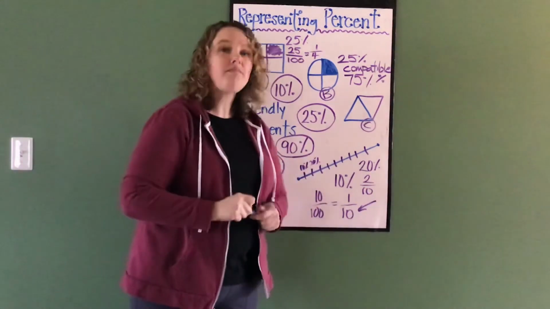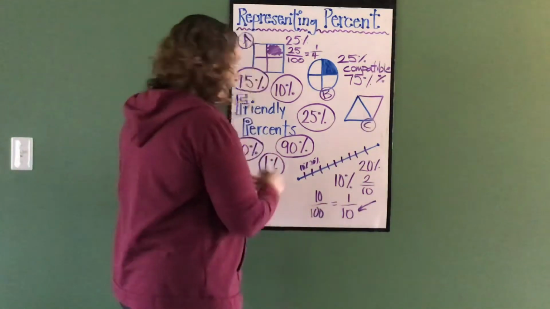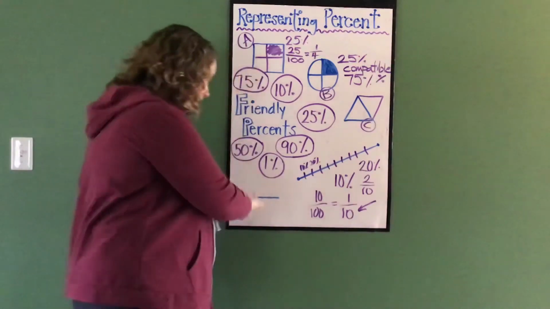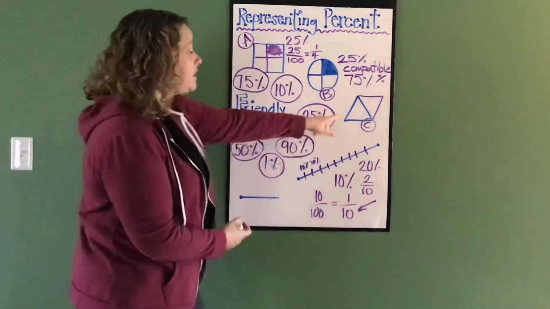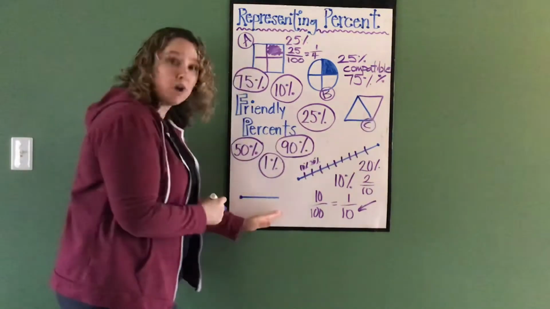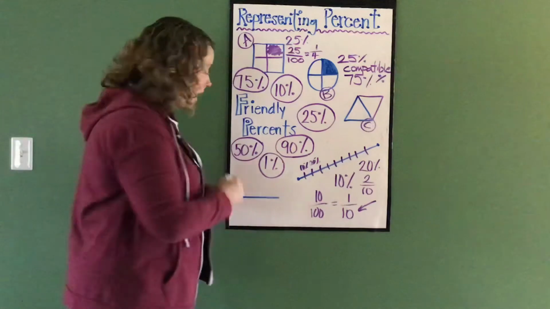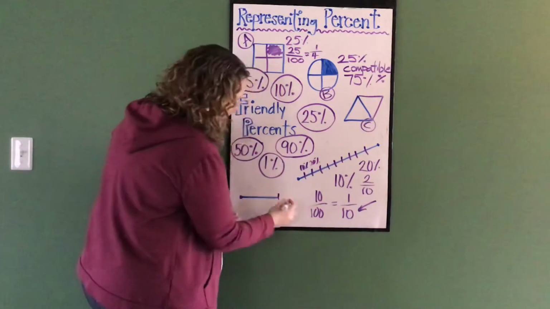Percents work just like fractions when it comes to number lines. The last one is over here. They might give you a partial line, just like they give you a partial diagram over here. They might give you a partial line, say this is 50% of the line. Draw the whole line. Well, if this is 50%, that means that's half.